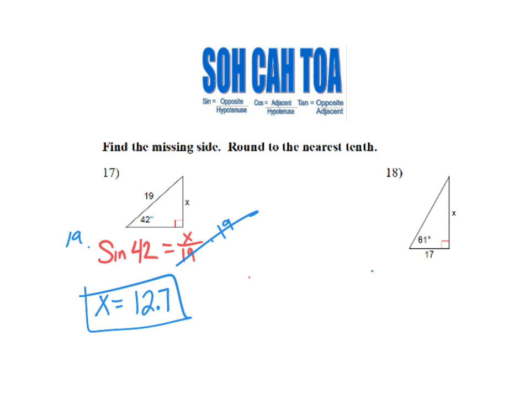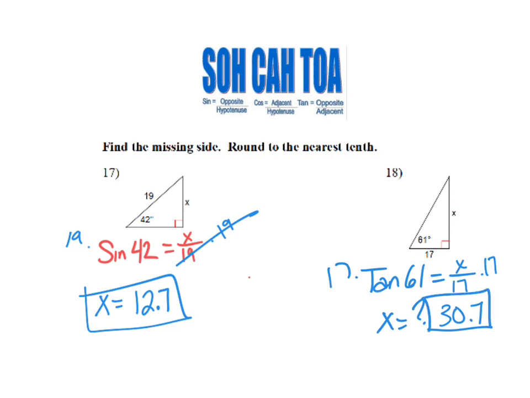So I'm going to set up a tangent equation. Tangent of your angle is equal to opposite over adjacent. Okay, type that, solve that, and then type that in your calculator. Tell me what you get for x. All right, you should have multiplied both sides by 17. And in your calculator then, 17 times the tangent of 61 is 30.6. Oh, actually 30.7, because it rounds.